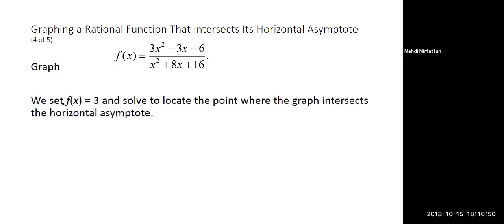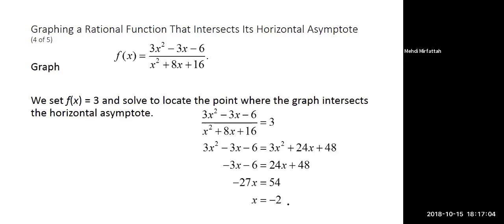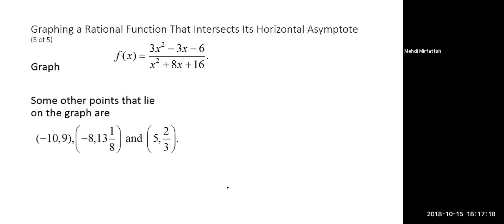We can set f of x equal to 3 and solve for the location of the point where the graph intercepts the horizontal asymptote. You can see in this case, it does intercept the horizontal asymptote at this point. We do have a solution. So the graph intercepts this horizontal asymptote at the point (-2, 3). This is all the information you need to start graphing our function. And we're going to pick up some points in between those regions to pinpoint the graph and sketch it.